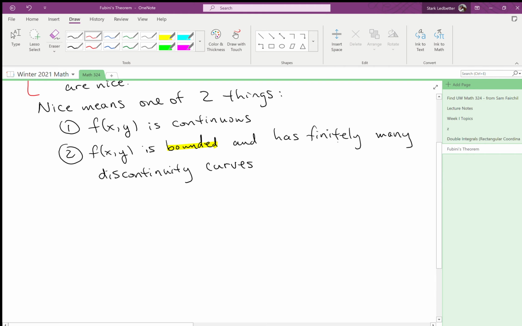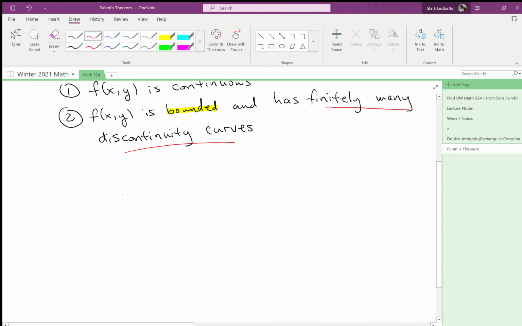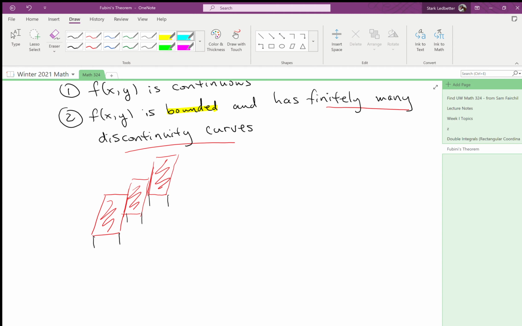The other way that we make sure it's not too bad is that it has finitely many discontinuity curves. What does that mean? Well, let me draw a staircase. This is like a modern staircase. There's no vertical part holding it up. Maybe there's poles, but the poles aren't part of the function. Now if your surface is the top surface of this staircase, so z equals f of x y, then these are the discontinuity curves.